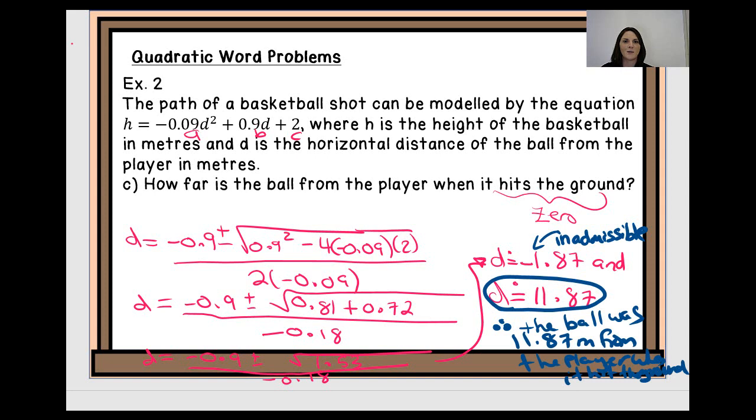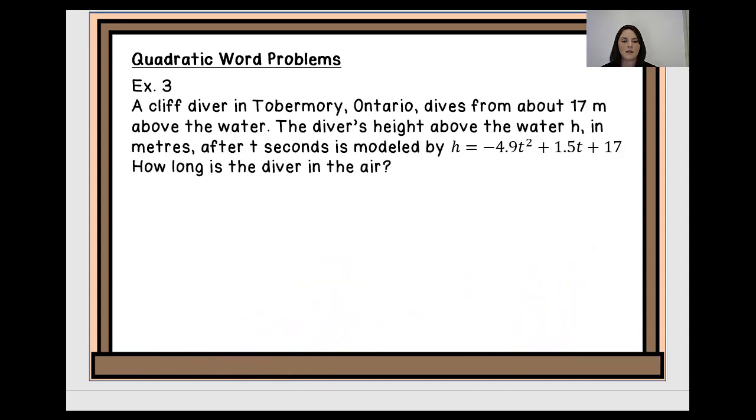Okay, let's look at our next example. Example 3. A cliff diver in Tobermory, Ontario dives from about 17 meters above the water. The diver's height above the water, h in meters after t seconds, is modeled by h equals negative 4.9t squared plus 1.5t plus 17. How long is the diver in the air?